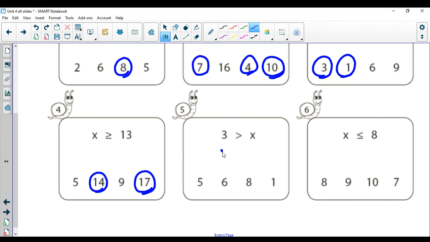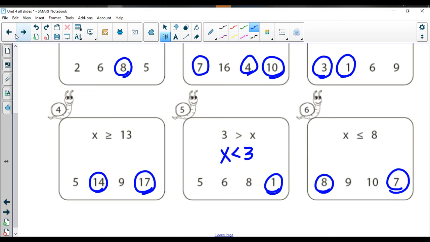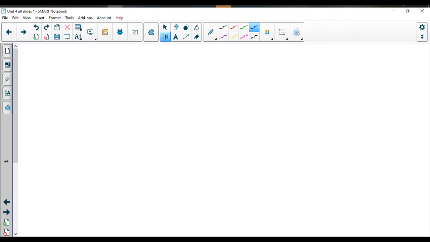In this next one, I need to go ahead and rewrite it. So x comes first. It opens to the 3 and points to the x. X is less than 3, so the only number that fits this is 1. X is less than or equal to 8, so I have 8 and I have 7. And that's it for lesson 4.1 practice packet.